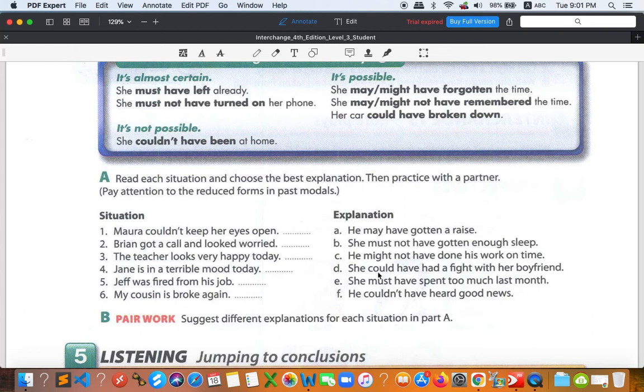And D, she could have had a fight with her boyfriend. E, she must have spent too much last month. And last one, F, he couldn't have heard good news. Okay, so let's try to match all together.